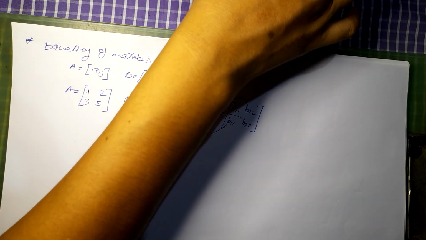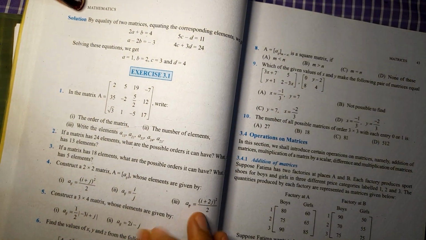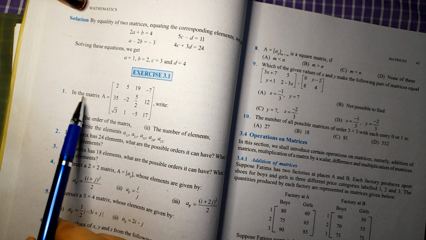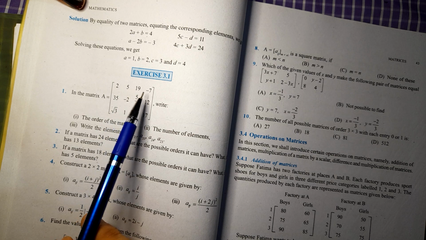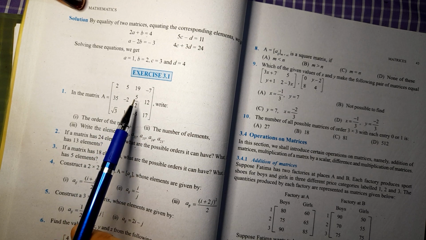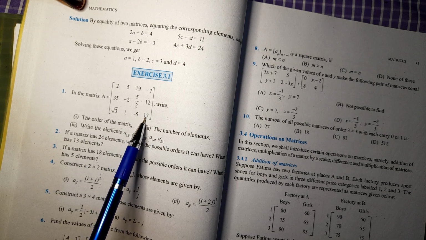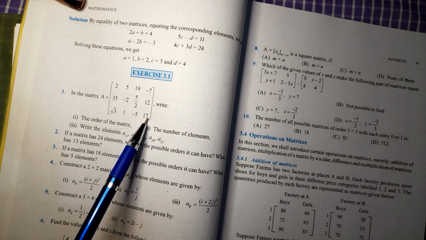So now all the explanation is complete. Let's go to the exercise. This is exercise 3.1. In the given matrix: 2 5 19, minus 7 35 minus 2, 5 by 2, 12 root 3 1, minus 5 17. The first question: find the order of the matrix. We have to find the order of this matrix.